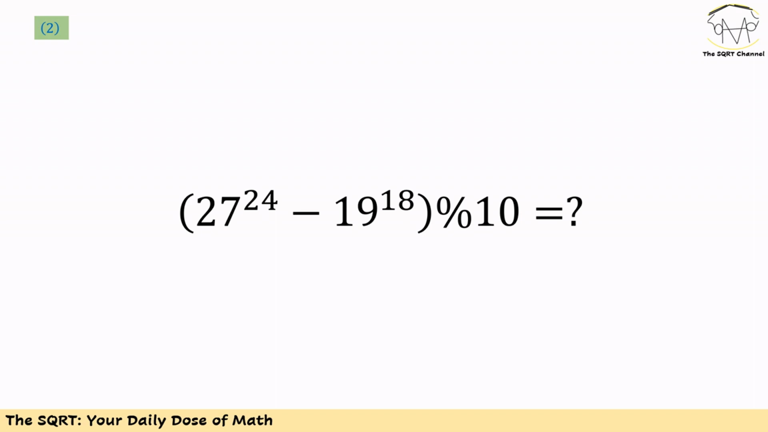For the second problem, it's a little bit more complicated. We have 27 to the power of 24 minus 19 to the power of 18, and we want to find the remainder if you divide it by 10. The other way to look at this is to say what's the rightmost digit for 27 to the power of 24 minus 19 to the power of 18.